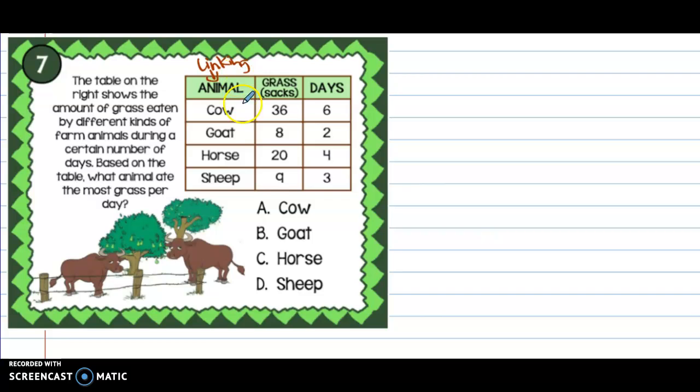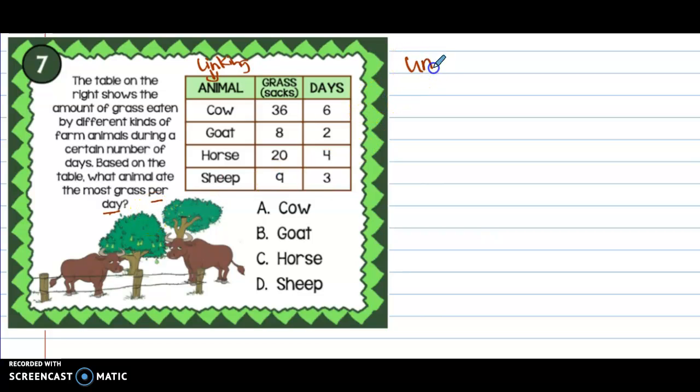Sorry, they're not all cows. They're all animals, and what links them together is that they all choose grass as their main source of food, but they eat different amounts of grass at different rates per day. So this table on the right shows the amount of grass eaten by different kinds of farm animals during a certain number of days. Based on the table, what animal ate the most grass? And here they're identifying it per day.